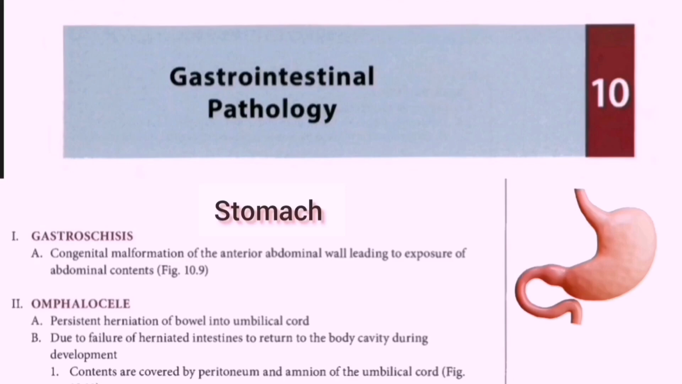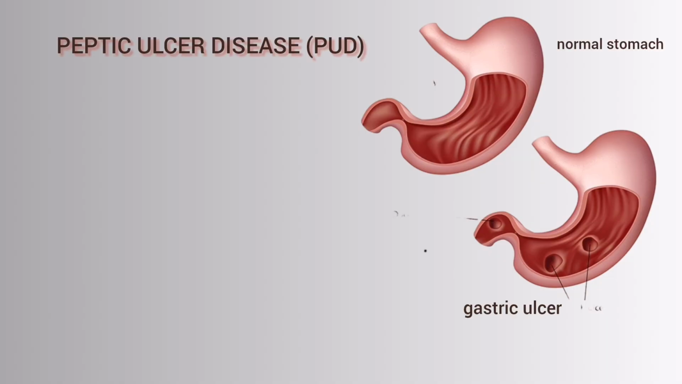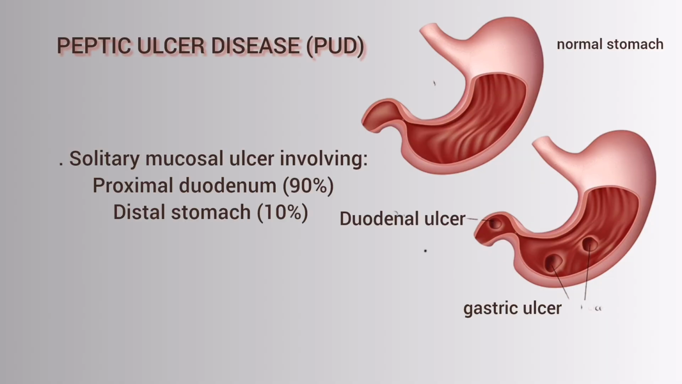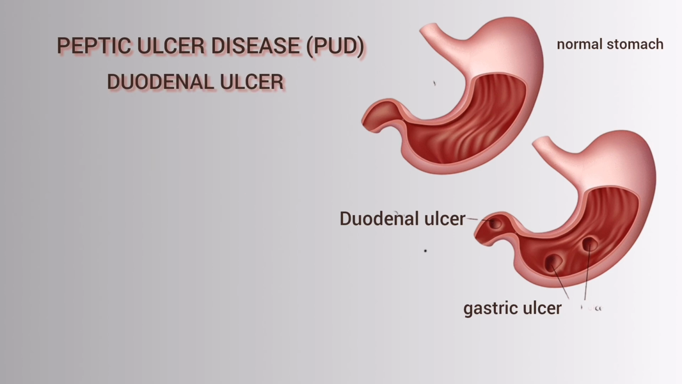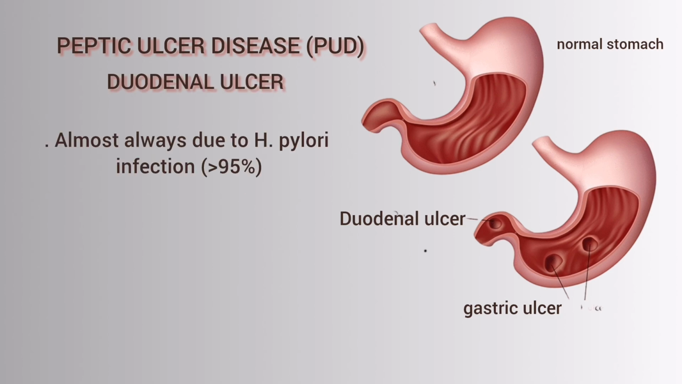Next discussion is the peptic ulcer disease. Solitary mucosal ulcer involving the proximal duodenum in most of the cases, which is 90%, and the distal stomach, which is just 10%. Duodenal ulcer, its etiology is almost always due to the H. pylori infection in more than 95% of the cases, rarely due to the Zollinger-Ellison syndrome.